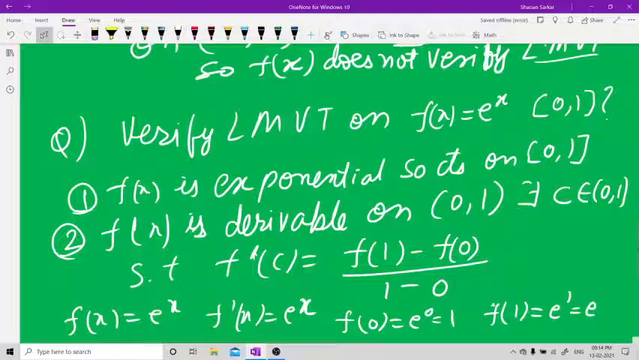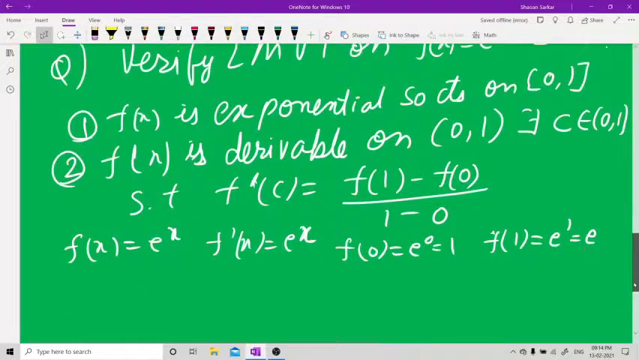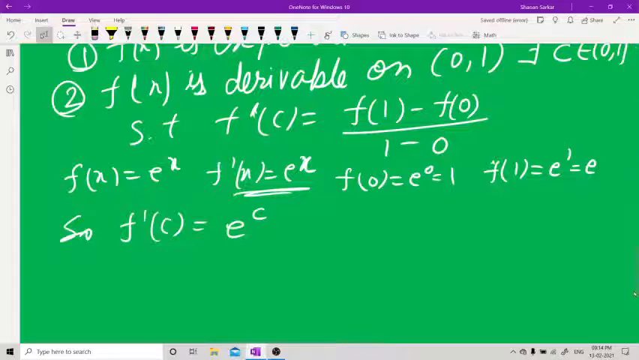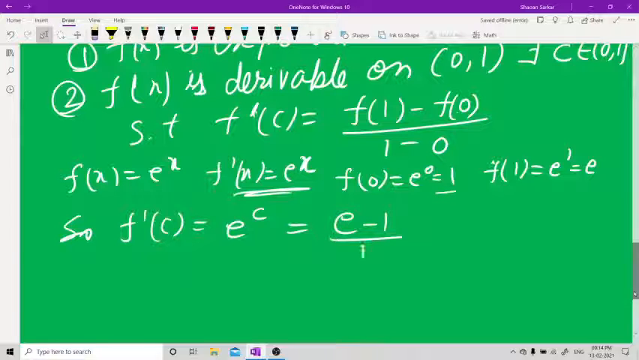So f dash c means e to the power of c is equal to, what is f of 1? That is e. What is f of 0? That is 1, upon 1 minus 0, which is 1. That is nothing but e minus 1.